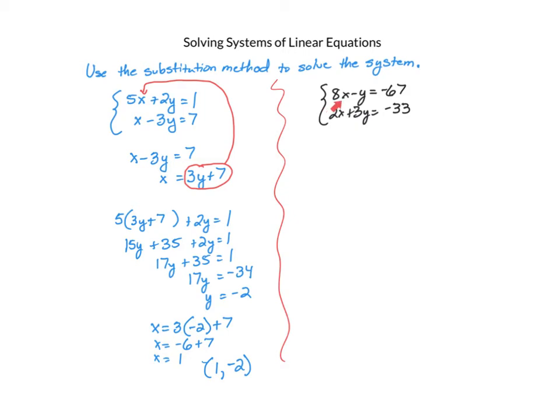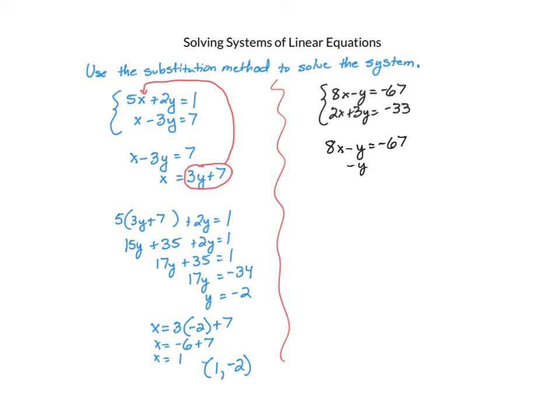So I'm going to choose this y right here because the coefficient is just a -1. But it really is a matter of personal preference. You could solve for this x if you prefer, or this x, or this y. So I'm going to solve for y in the first equation. So we have 8x minus y equals -67.